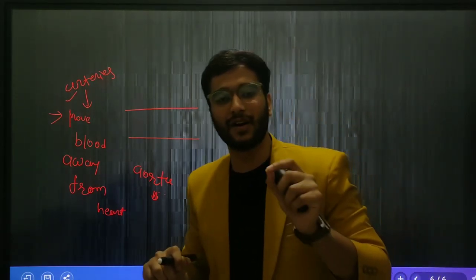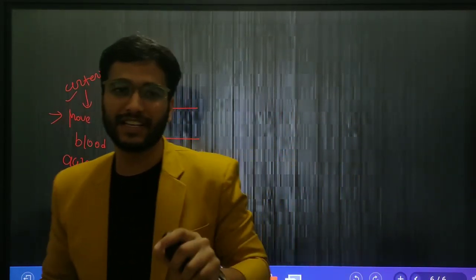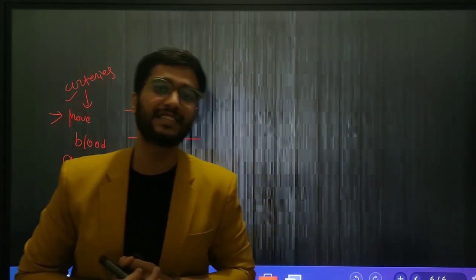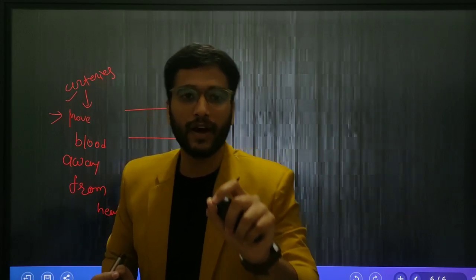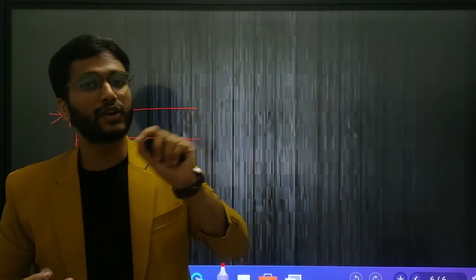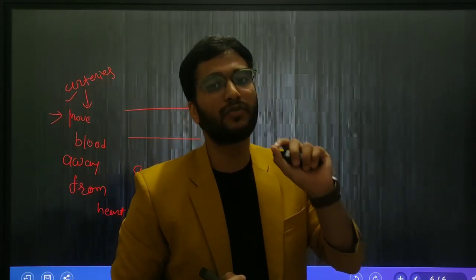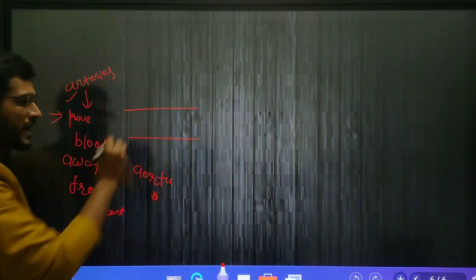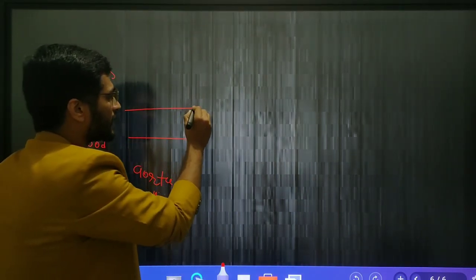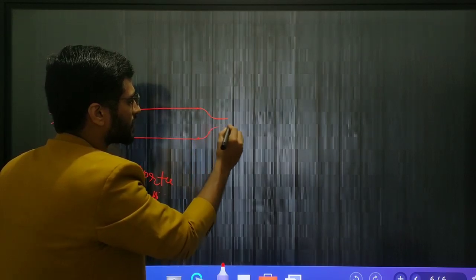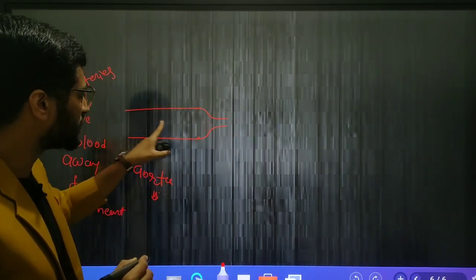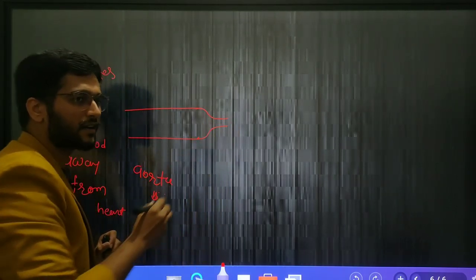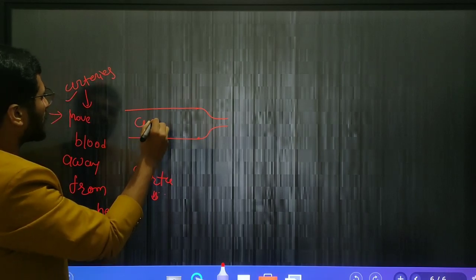But basically arteries carry oxygenated blood, though there are two exceptions, right? One is the pulmonary artery and the second is the umbilical artery. After birth you will only find the pulmonary artery, but during embryonic life you can also find the umbilical artery. Big arteries turn into smaller arteries during the supply, and small arteries again turn into smaller arteries, right?